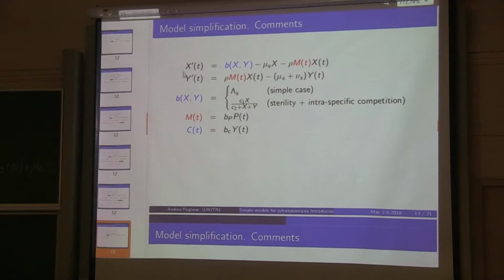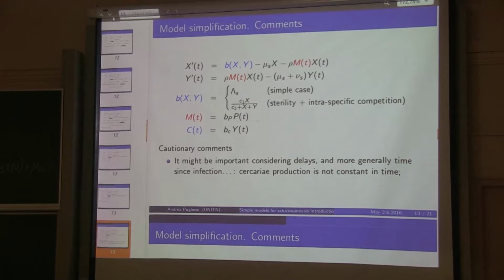So the system now will be complete because we have the equations for x and y that depend on the equations for p, and the term c that was needed in the equation for human comes from that. So we have made a complete system. Just two cautionary comments. As I discussed, this assumption that the density of Cercaria is proportional to the current infected snail density is a great simplification because it neglects delays and neglects the fact that Cercaria production is actually not constant in time if you see that experimentally, so it might not be a great assumption.